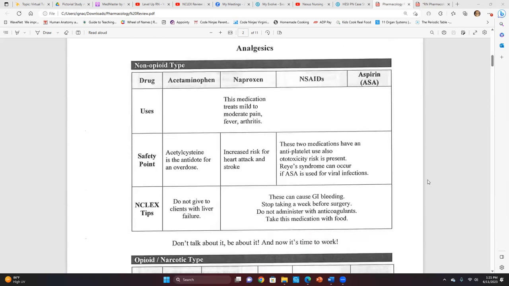Now, the other thing with NSAIDs, they can cause GI bleeding. So we talked about stopping a week or two before surgery, whatever the doctor prescribes, but as nurses, we know that's something we have to educate our patients on. NSAIDs should not be taken with anticoagulants, and the patient should take NSAIDs with food. I'm going to stop for a moment to see if there are any questions about this class of drugs, analgesics.